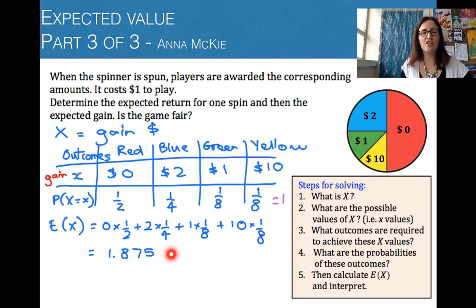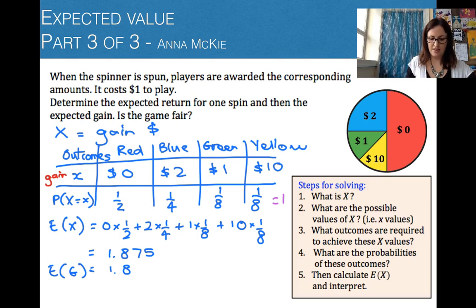Now you can never earn $1.875 on any one spin, but that's sort of an average over time if you like. So our expected gain is that number there minus how much it costs to play. And we get 0.875. Sort of what does that mean?